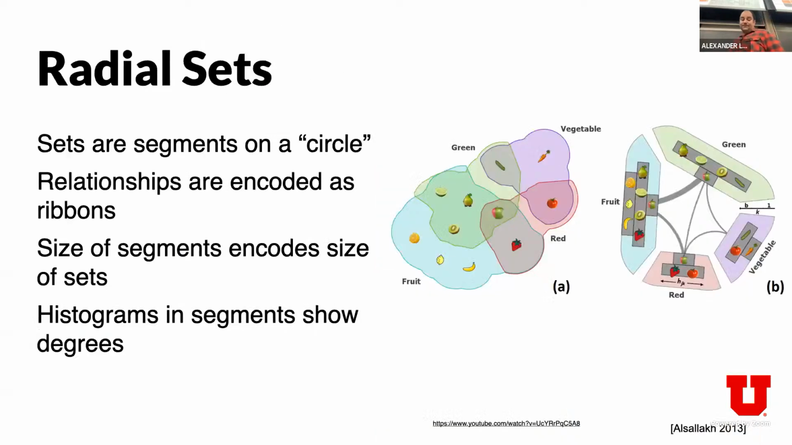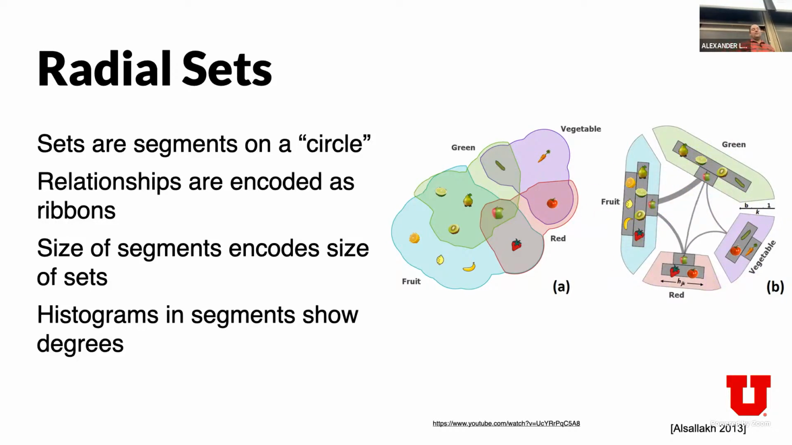And then we saw a few of those today, radial sets. And so the idea of radial sets is that sets are segments on a circle. It's basically a chord diagram, right? And the relationships are encoded as ribbons. And so here you have fruit, green, vegetable, red, and you have these connections.